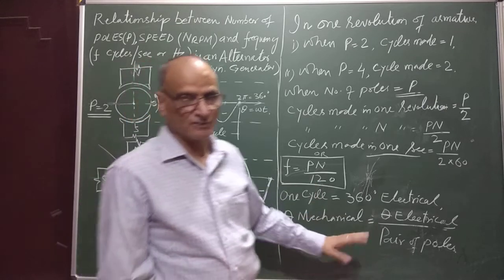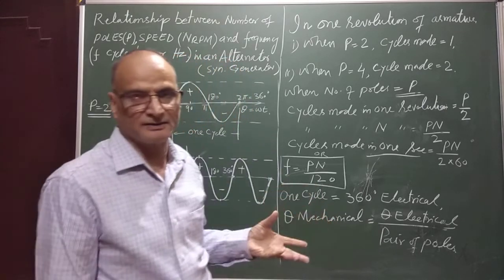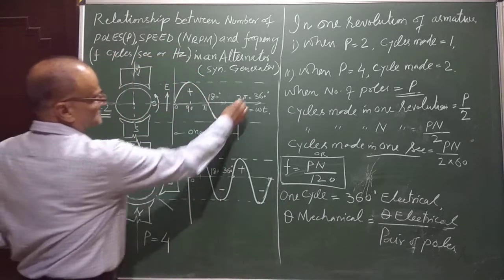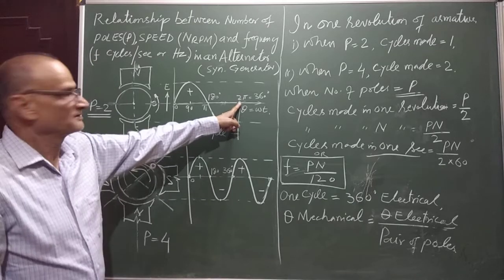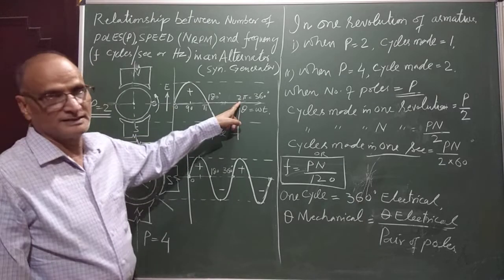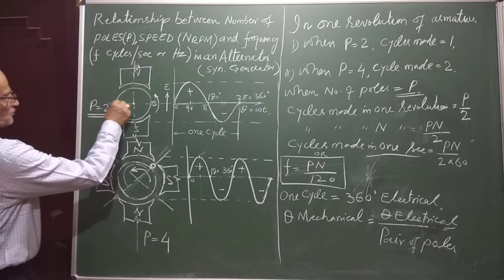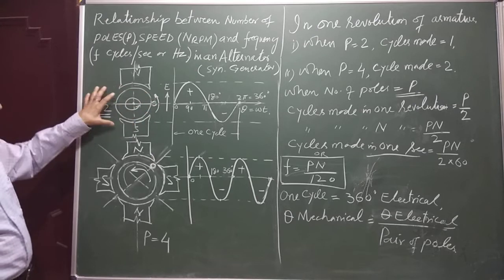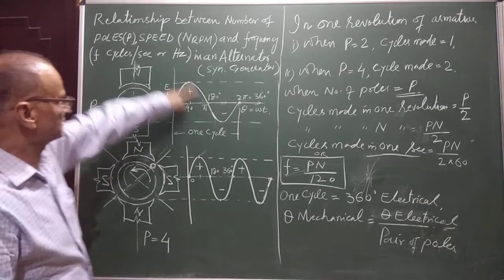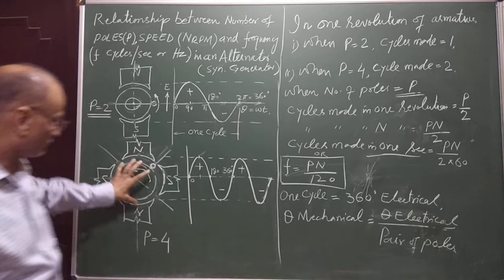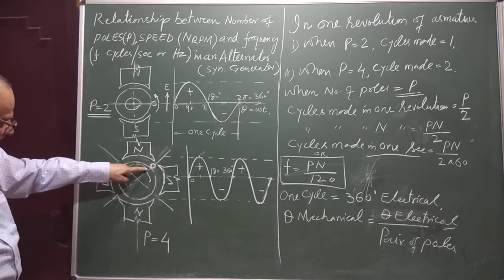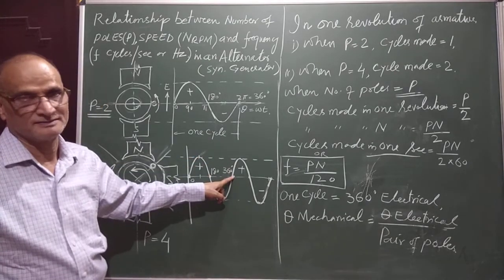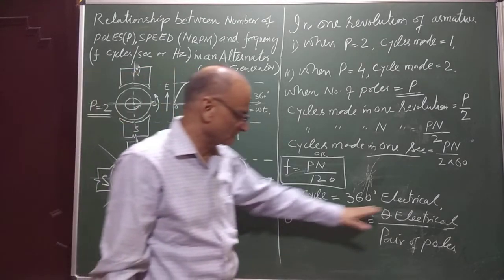Now, another interesting phenomenon is that mechanical degree is separate and electrical degree is separate. One cycle is equal to 360 degrees electrical. Degrees marked on the cycles are electrical degrees, and movement of this rotor is mechanical degree. In a 2-pole machine, mechanical degree and electrical degree are equal. But in a 4-pole machine, mechanical degree is 180 and electrical degree is 360.